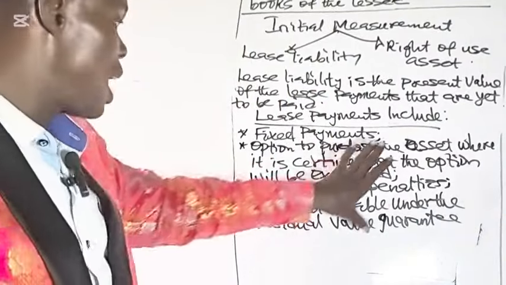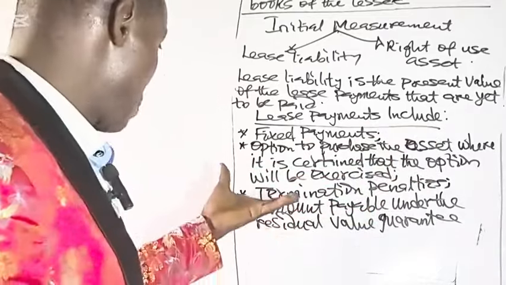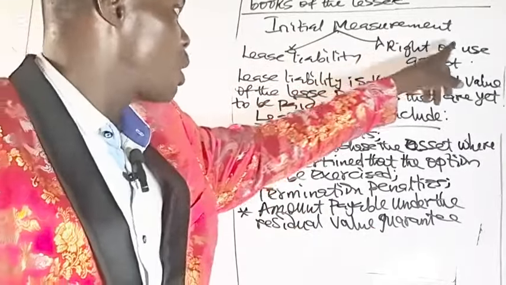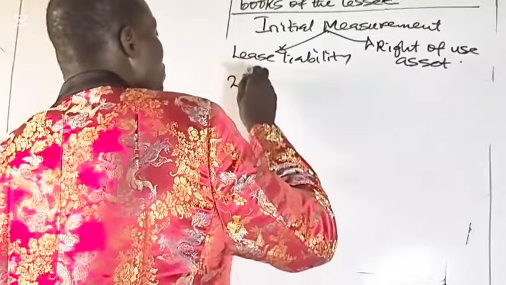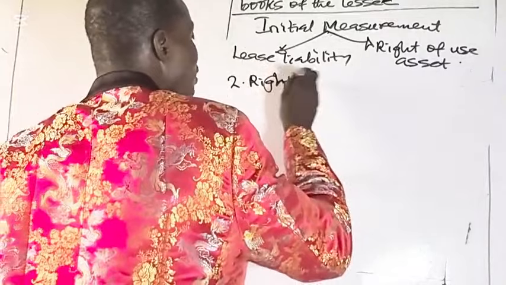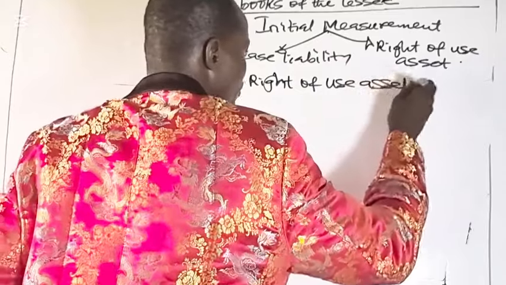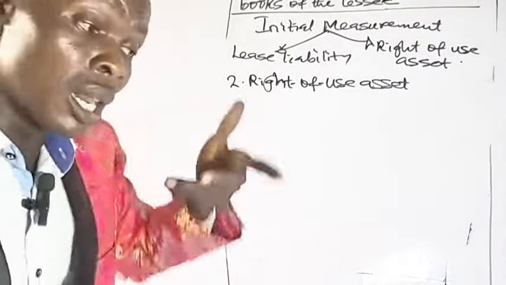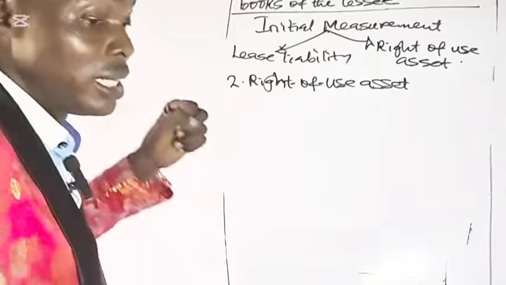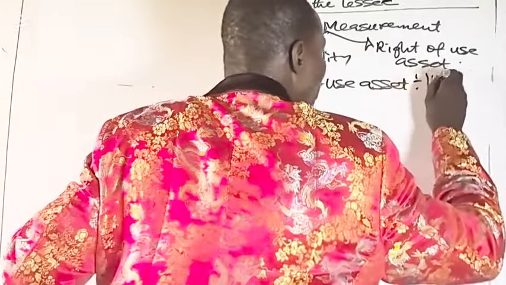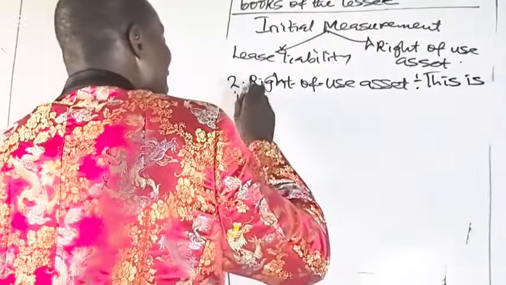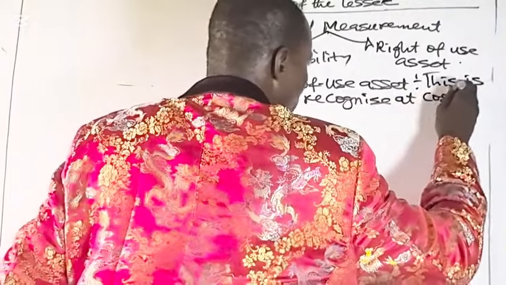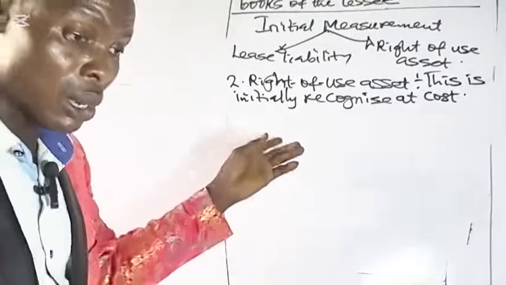I've told you, when you discount these lease payments, their present value gives you the lease liability. Now we want to examine the second one, which is the right of use asset. I want you to know that the right of use asset, that is the lease asset, is initially recognized at cost. So to measure the right of use asset, you recognize it at cost.